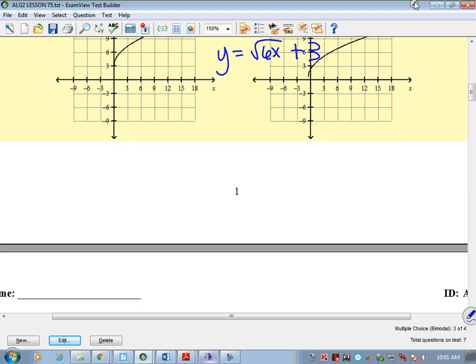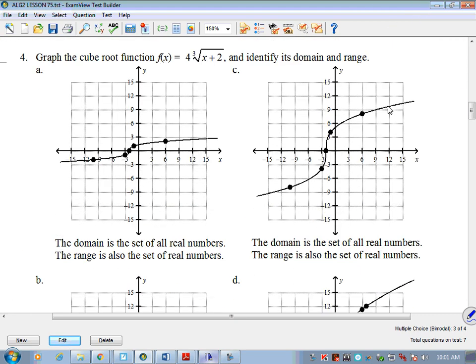Let's come down. We'll clear this out. Let's go down to this next question. Graph the cube root function f of x equals 4 times the cube root of x plus 2 and identify its domain and range. So let's go ahead and plug this into our graphing calculator.